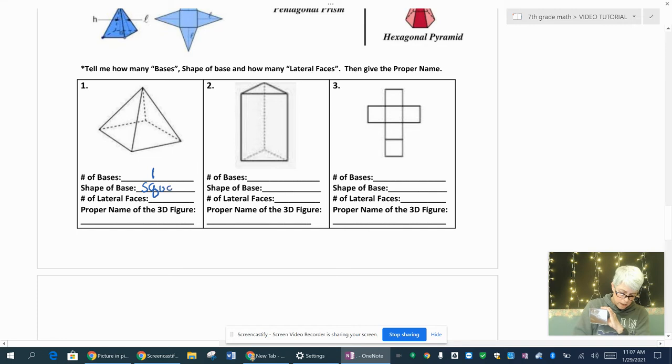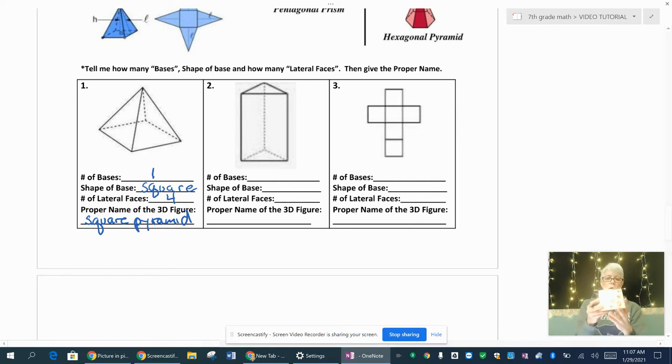Okay, lateral faces. Okay, that's the base. So what do we got here? 1, 2, 3, 4. That's 4. Whoops, 4 right here. And the proper name for this is a square pyramid. Let me erase this right here. Awesome. All right, let's look at this next shape.